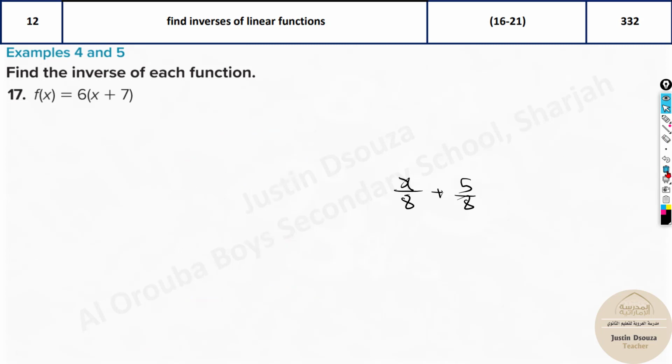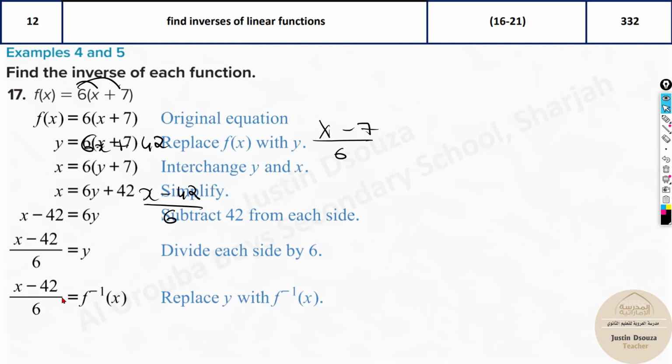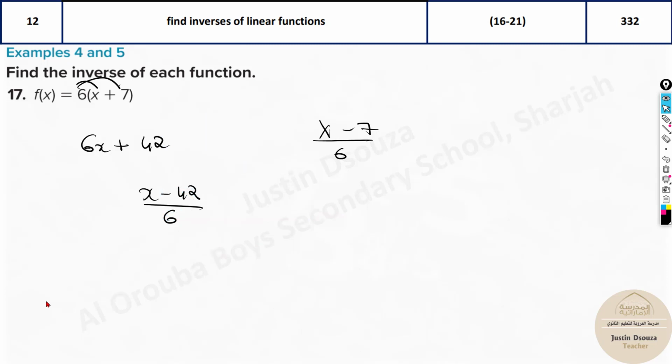Next one is over here. Now if you're thinking the final answer would be x minus 7 by 6, this is kind of wrong. Why? Because first multiply this. It will be 6x plus 6 times 7, which is 42. Now here it would be x minus 42 divided by 6. This would be the final answer. Let's just check quickly. This I'm doing directly, but what is the actual method?